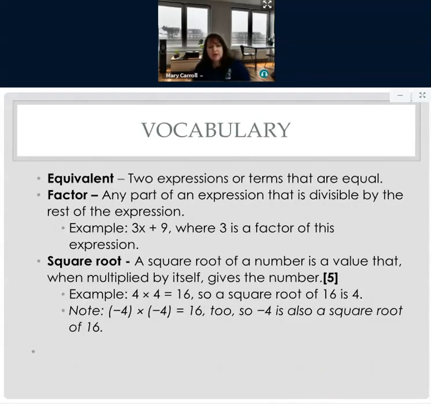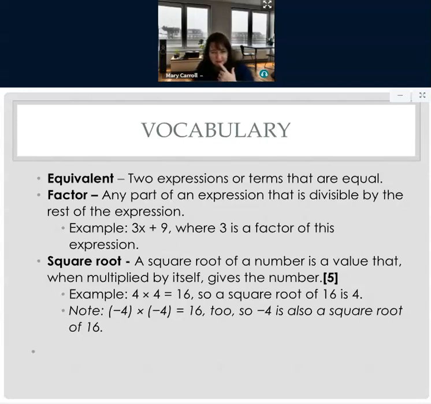So some of our vocabulary that we need to know is that the word equivalent just means equal. The factor is any part of an equation or expression that is divisible by the rest of the expression. For example, 3x plus 9, where 3 is a factor of this expression.